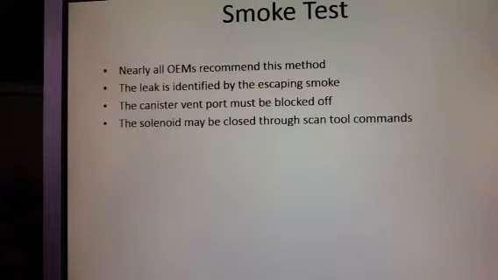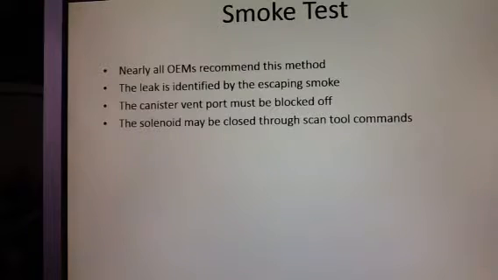We talked about our smoke testing. Nearly all of the OEMs are recommending this method now. The leak is identified by the escaping smoke out of the system, so we would be able to tap into our EVAP port and put pressurized smoke into the system, and we would be able to see if there's anything leaking. With that being said, we can also test the vent solenoids and the purge solenoids to make sure they are operating properly also. We can use our scan tool to turn on and off each of those solenoids to see if they are able to flow properly.